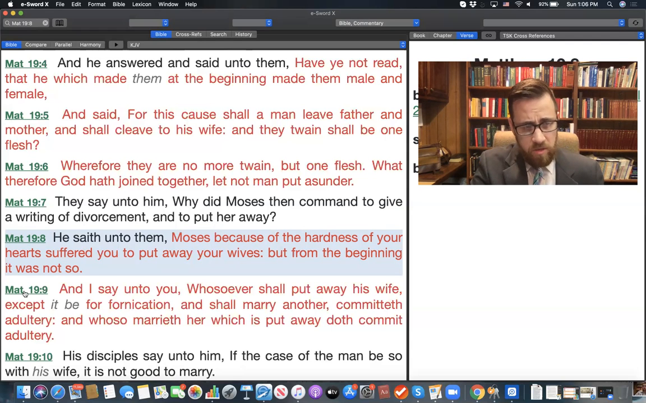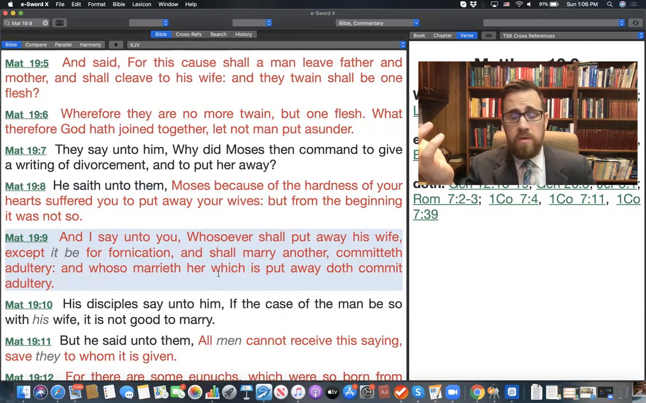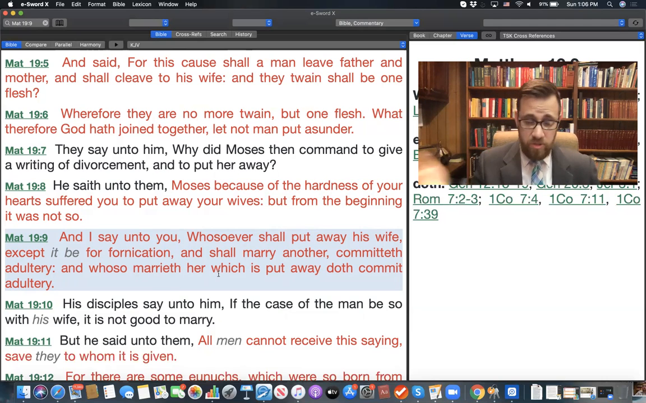And I say unto you, in verse 9, and it's sort of the same thing here. You've heard it's been said, but I say unto you. So he's adding to this, whosoever shall put away his wife except for fornication and shall marry another commits adultery. Whoso marries her which is put away doth commit adultery. So it's actually quite simple.